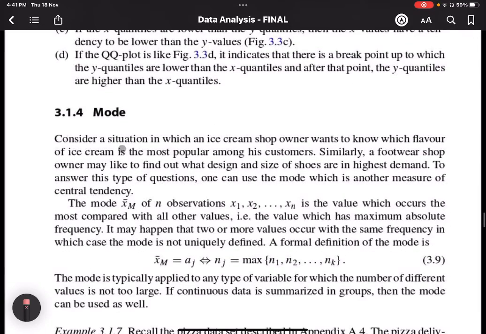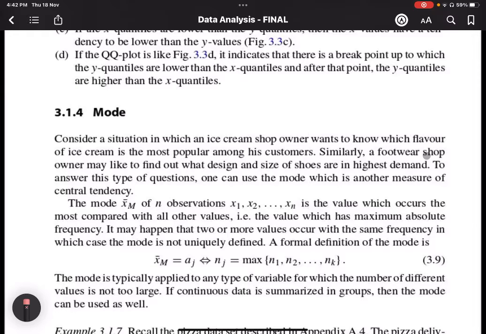We go now with the mode. First we explained the arithmetic mean and then the median. The third type is the mode. Consider a situation in which an ice cream shop owner wants to know which flavor of ice cream is the most popular among his customers. You can use the mode in determining which product sells more.